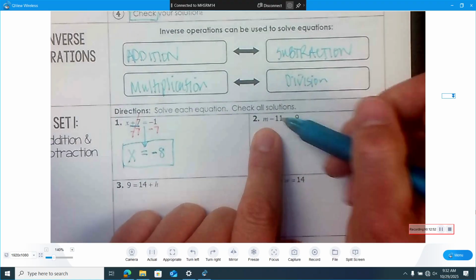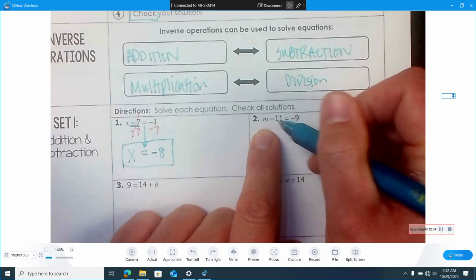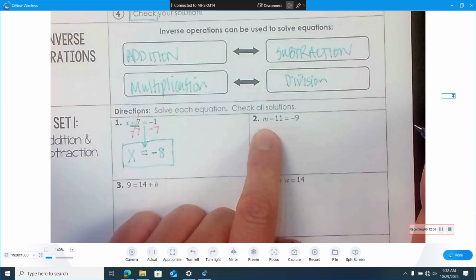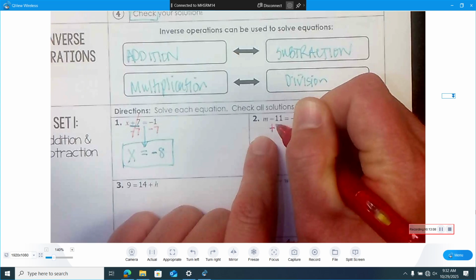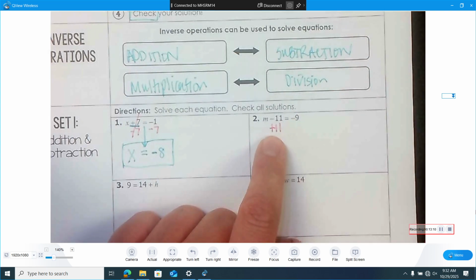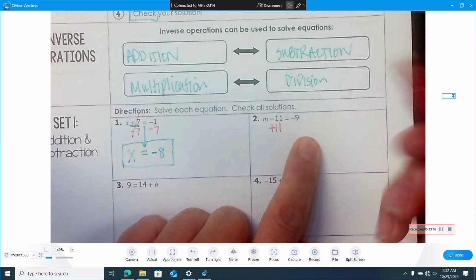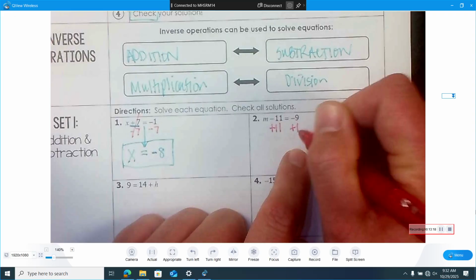All right, here's my variable m. It's got a -11 with it, and I want to isolate the m. So what do I need to get rid of? How can I get that m all by itself? Yeah, we want to get rid of this -11, so we're going to do the opposite, the inverse operation. We're going to add 11. Can I just do it here on the left side of the equals? Or do I need to do it both sides? I got to keep it balanced.